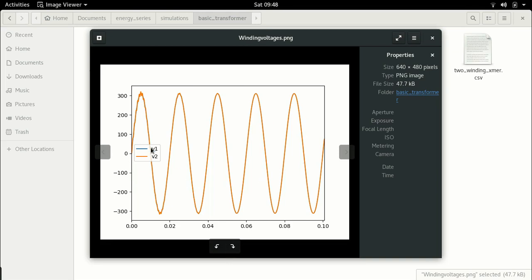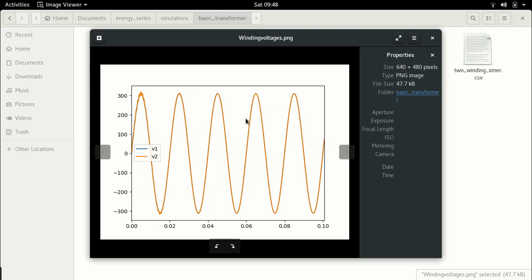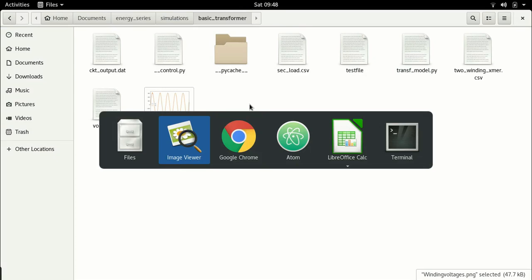Now, because we have a 1:1 transformer, both voltages, that is the winding voltage of the primary and the secondary, are exactly the same. In this video, we are going to start playing around with the winding ratio and look at how these voltages and currents differ. So let's go back to the simulator.